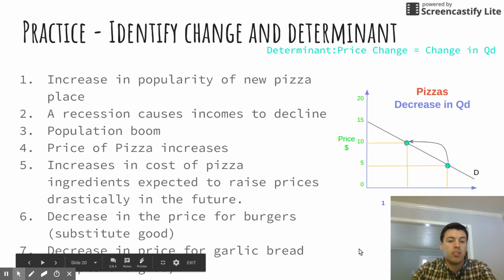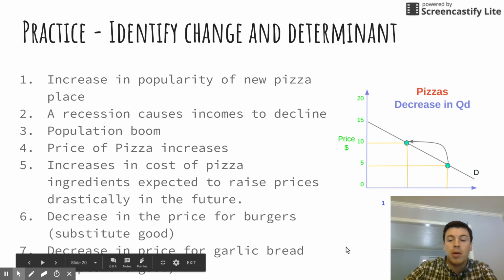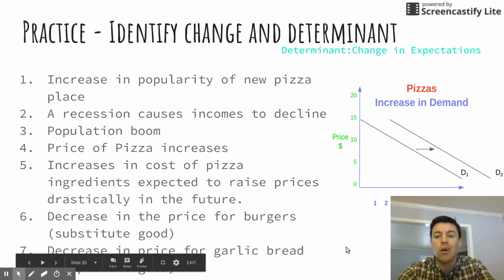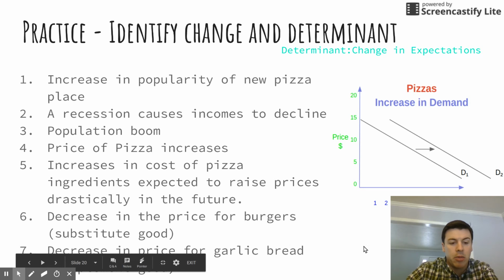Number 5, increase in the cost of pizza ingredients expected to raise future prices drastically. So we know that there's an impending rise in the price of pizza. The idea being change in expectations. We're going to see more people buying pizza now, knowing that in the future it's going to be more expensive. So we're going to see a temporary increase in demand due to the change in expectations.